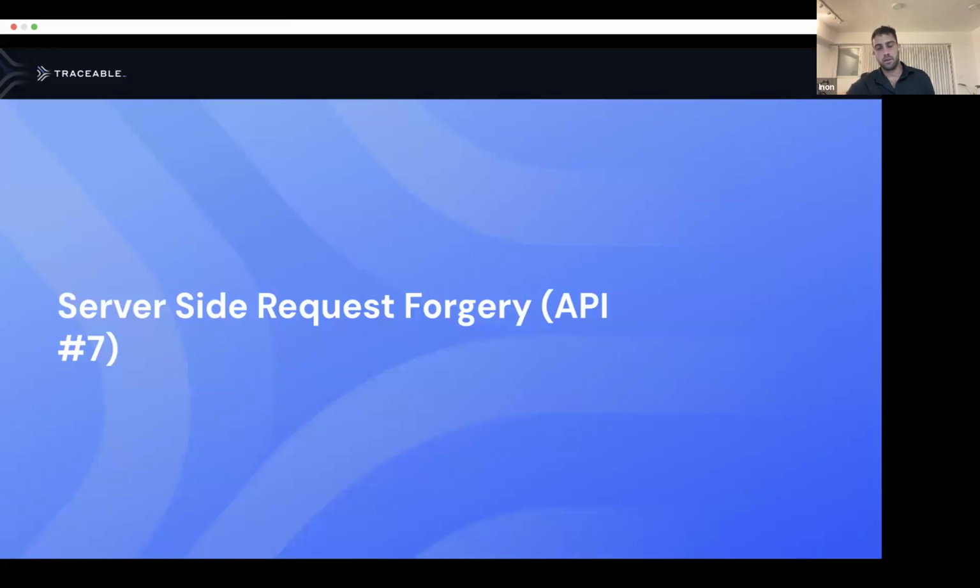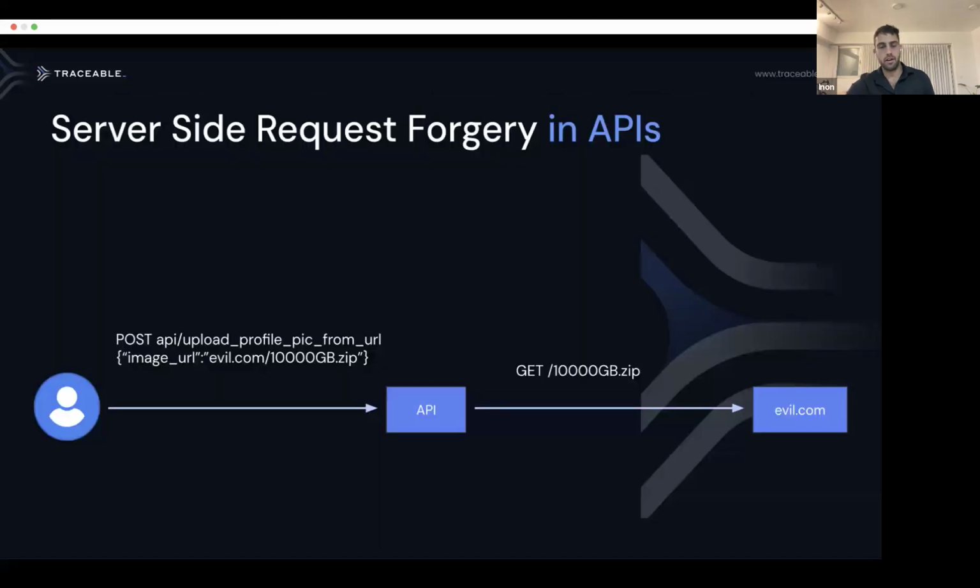Let's talk about server-side request forgery, which is kind of a fun API vulnerability. It's pretty straightforward. What happens today is that you have features in APIs that let the user send a URL, and then the API would access this URL externally.